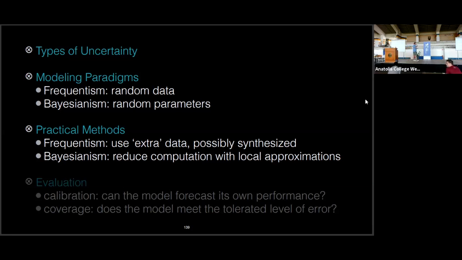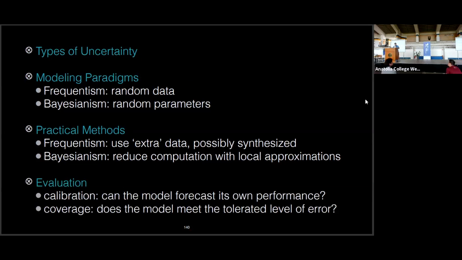A lot of the time, frequentism looks like you use extra data that's possibly synthesized. Bayesian techniques often just reduce the computational load prescribed by the true Bayesian technique. And lastly, for evaluation, we talked about two things. Calibration: can the model forecast its own performance? And coverage: does the model meet the tolerated error level?